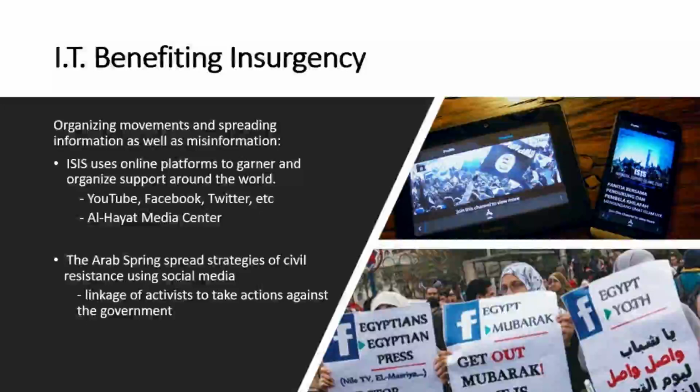For example, ISIS uses online platforms to garner and organize support around the world. By using public relations, recruitment, and propaganda in virtual space such as YouTube, Facebook, and Twitter, ISIS organizes global terrorism activities, recruits foreign agents, and creates new terrorist cells around the world. For example, the Al Hayat Media Center is an online platform that is known as the media wing of ISIS. They contain speeches and video clips designed to radicalize a Western audience. Pro-ISIS hackers have also managed to deface US government websites in order to deliver their messages.